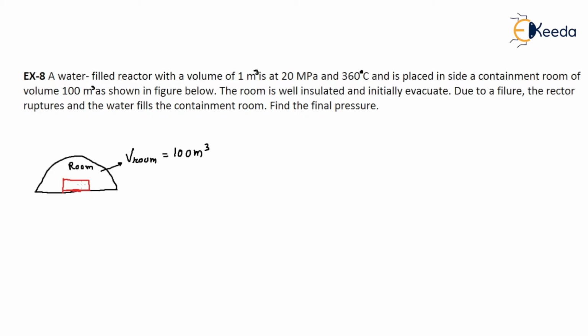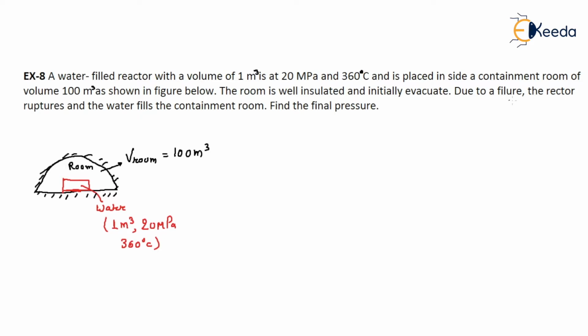In this there is water, right? Water filled reactor of a volume 1 meter cube, pressure 20 megapascal, and temperature 360 degrees centigrade, is placed inside the containment room as shown in figure. The room is well insulated, so that means there is no heat transfer. The room is well insulated, so there is no chance of heat transfer, so the heat transfer will be zero.